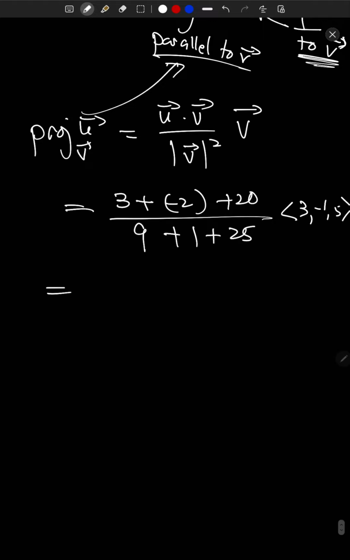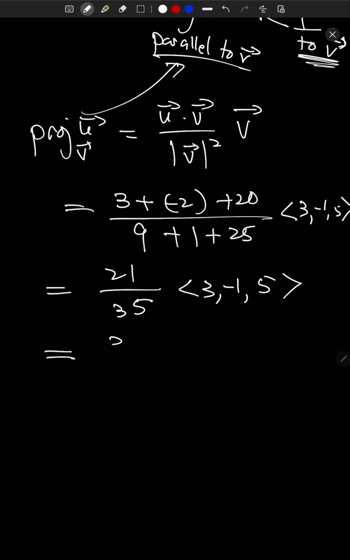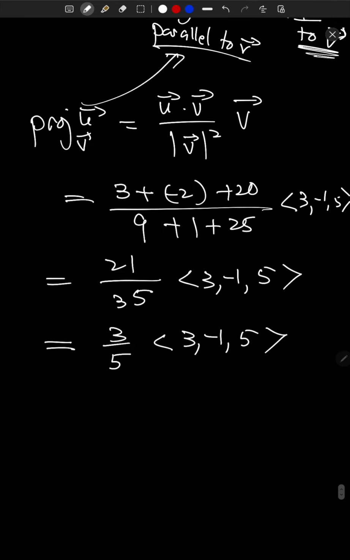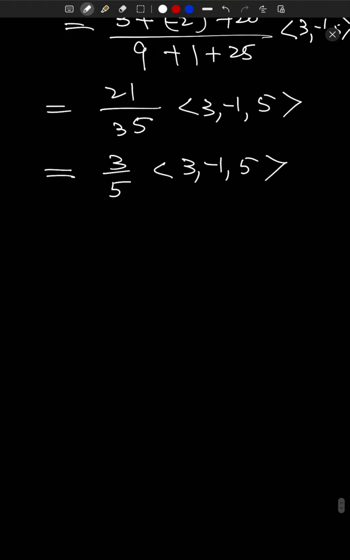So the projection is just going to be, let's see, 21 over 35 times 3, minus 1, 5. Oh, pretty nice: 3/5 of (3, minus 1, 5). So that's how much of u lies in the same direction as v, or is parallel to v.